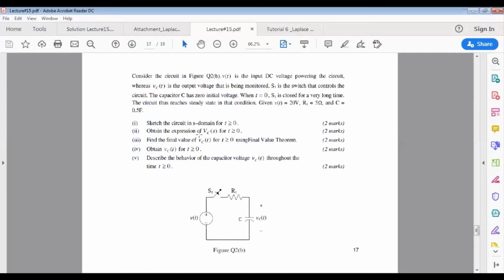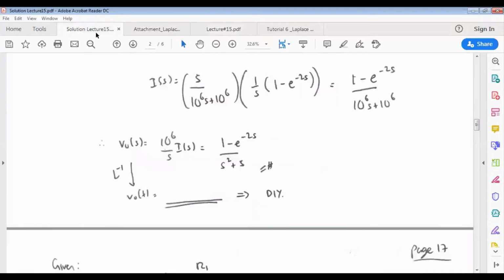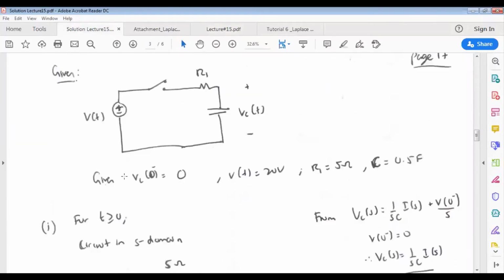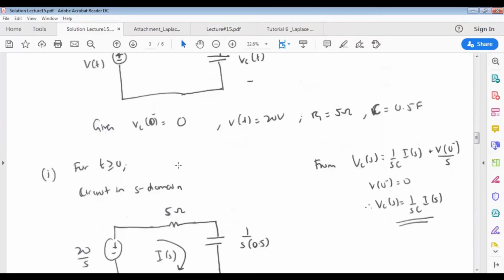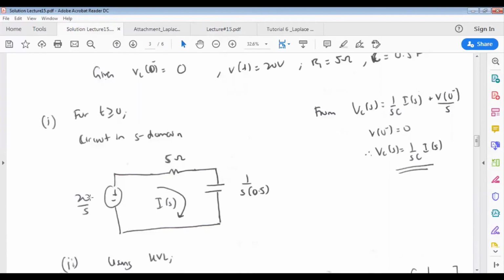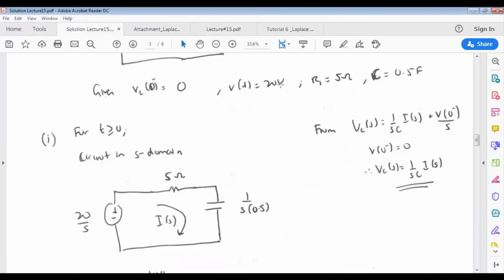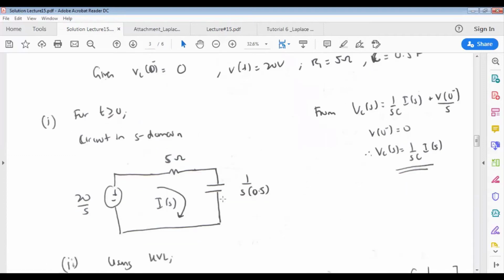So number 1, you have to sketch the circuit in the S domain. So let's have a look at the solution. In the S domain, this is the condition given: VC(0-) is 0. Your circuit will become like this, 20 over S, because we are given that V is 20 volt, R1 is 5 ohm, and C is 0.5 farad. So the circuit in the S domain will have 20 over S for the voltage source, the resistor is 5 ohm, and the capacitor is 1 over SC, or simply 2 over S. So this will be the circuit in the S domain.